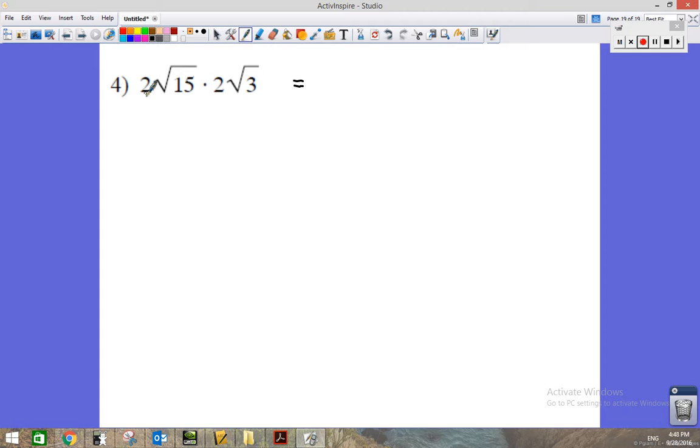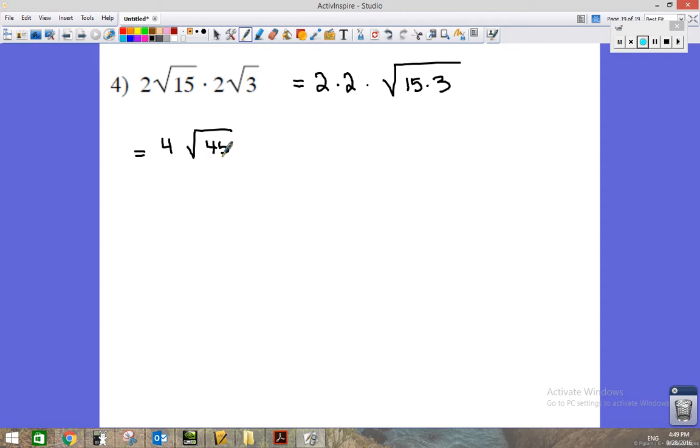So we can multiply the numbers together, 2 times 2. And then when we multiply the radicals together, we can do it underneath a single radical. Well, I know that 2 times 2 is 4. And I know that 15 times 3 is 45.